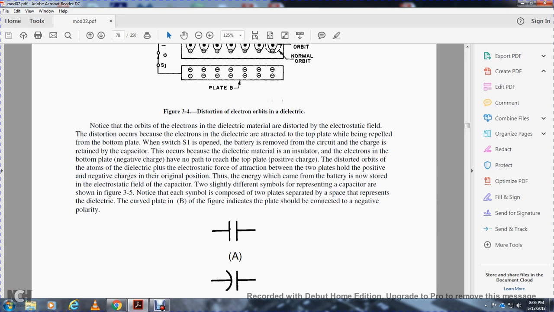The distorted orbits of the atoms of the dielectric, plus the electrostatic force of attraction between the two plates, hold the positive and negative charges in their original position. Thus, the energy which came from the battery is now stored in the electrostatic field of the capacitor.